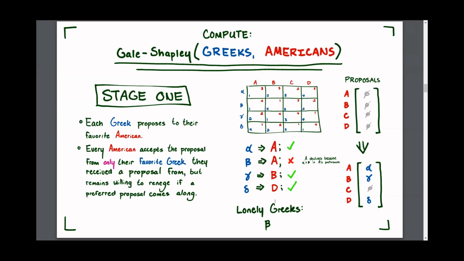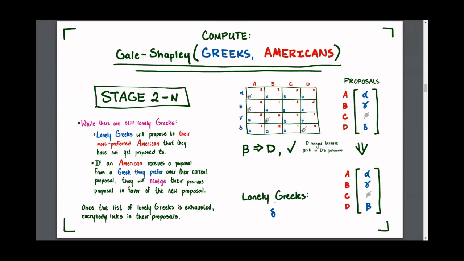And so then the second stage of this, stage 2 to N, whenever this is complete, while there are still lonely Greeks in the system, the lonely Greeks will propose to their most preferred American next that they have not yet proposed to. And if an American receives a proposal from a Greek they prefer over their current proposal, they renege. And so in this case, B proposes to D, who accepts the proposal because D is currently engaged to Delta but prefers Beta over Delta in this list. So once the list of lonely Greeks is exhausted, everyone locks in their proposals. But at the end of this, because Delta was ejected, they go into the lonely Greek pool, and the next stage, Delta goes through their engagement process.